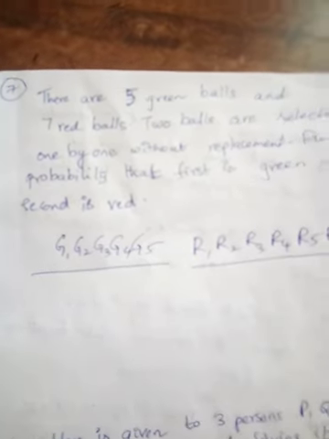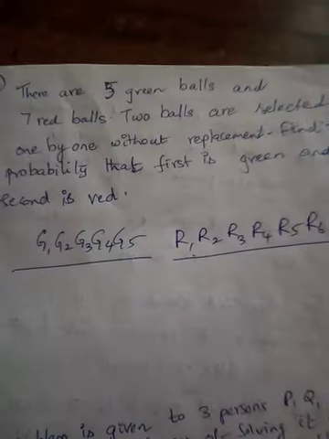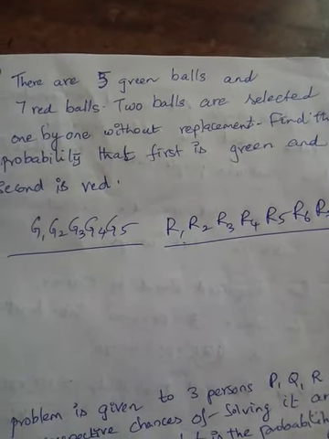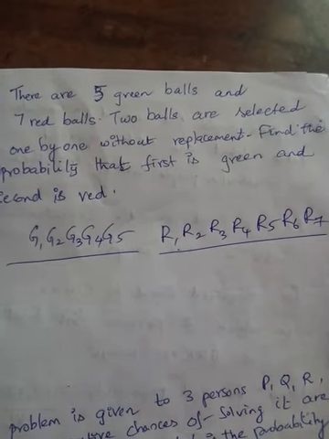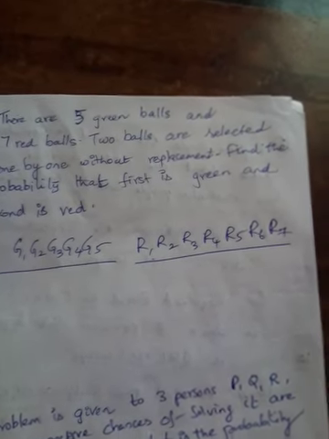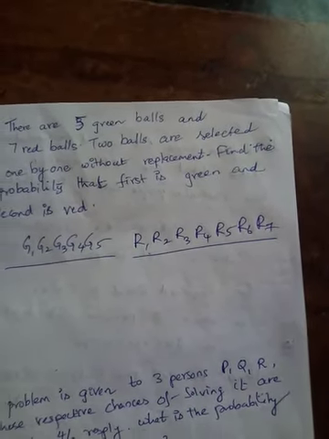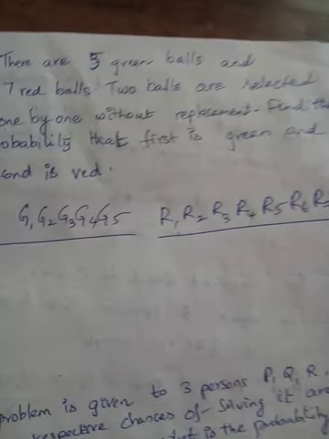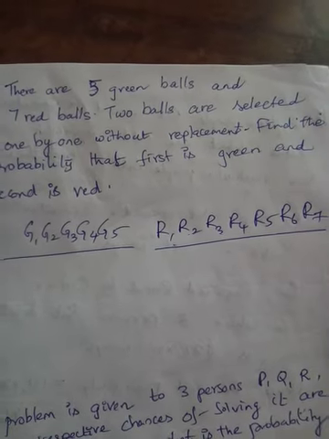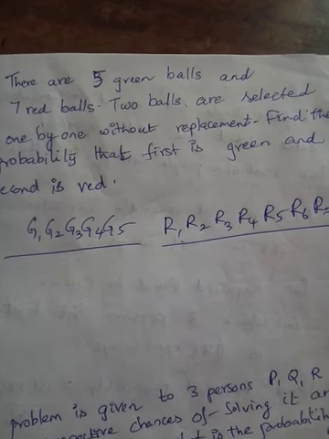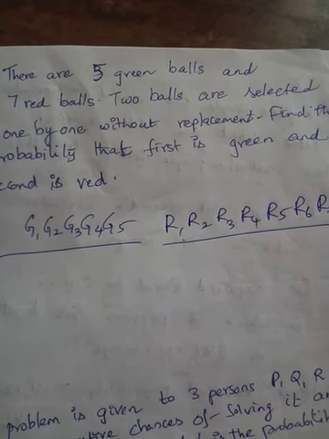2 balls are selected one by one without replacement. That means once I have taken the ball, it will not be placed again into the same bag. If there were replacement, in the sense that once I take one ball out, I have to put it back again. Here it's not like that. 2 balls are selected without replacing. That means you need not replace it again.